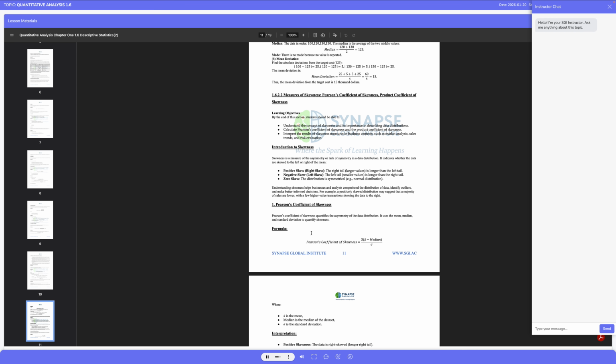Skewness is a statistical measure of asymmetry in a distribution. A distribution is said to be symmetric when the left and right sides of the distribution are mirror images of each other, meaning that values are evenly spread around the center. When a distribution is not symmetric, it is skewed.